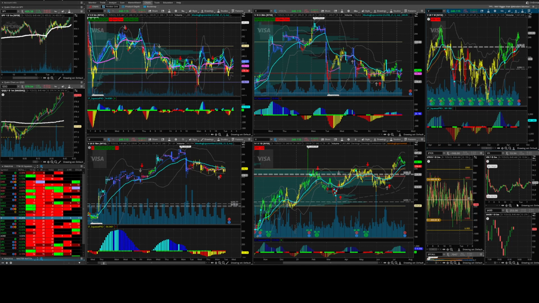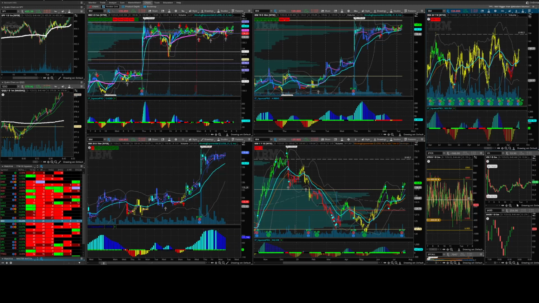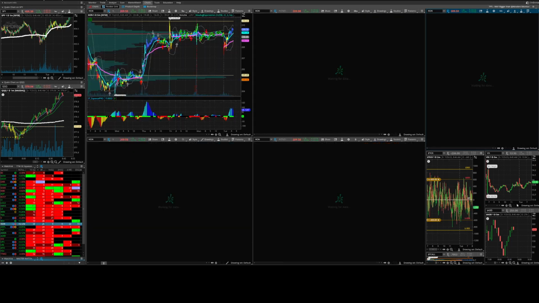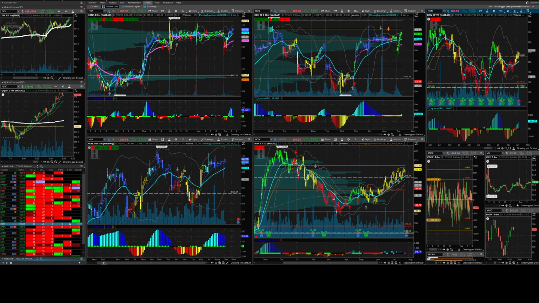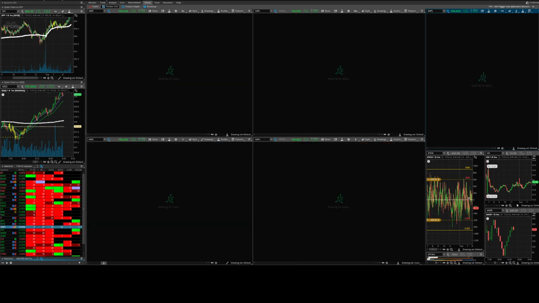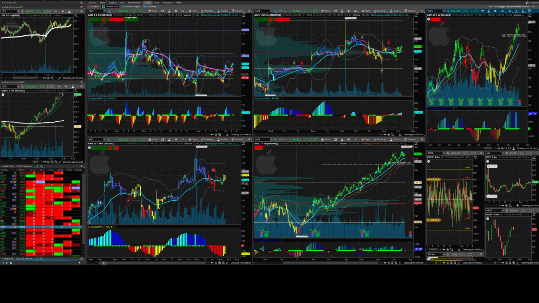Visa. As for our earnings tonight, I'm not going to do anything there. IBM, I like this chart a lot, so I'm going to write that down. HON doesn't interest me. Apple. Apple's interesting. I want to write that one down.